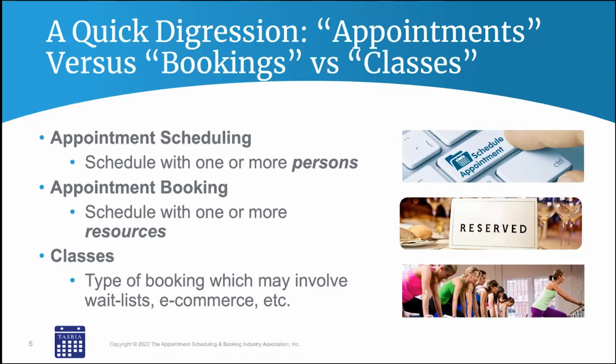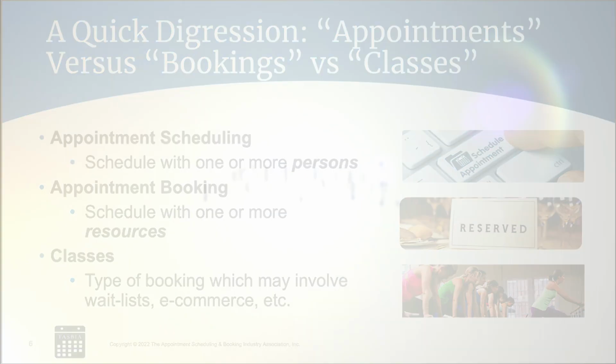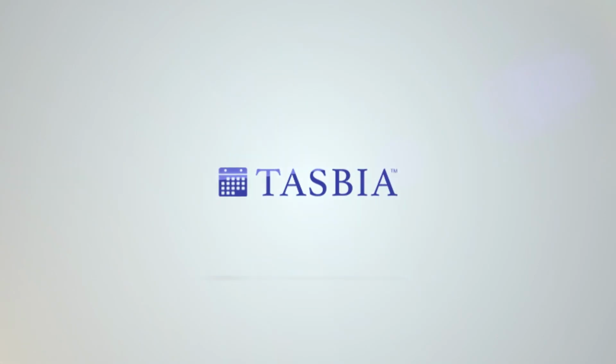And then the other variation on this is classes, where you're booking to take a class, or it could be just a group meeting, but there might be limitations in terms of the number of people. You might have a wait list feature. You could have e-commerce, and that's very common, especially in some of the verticals.